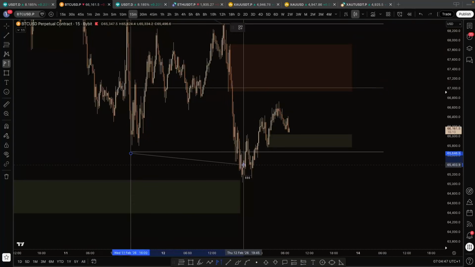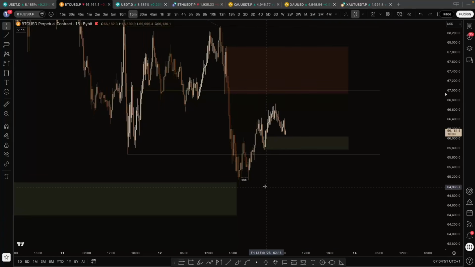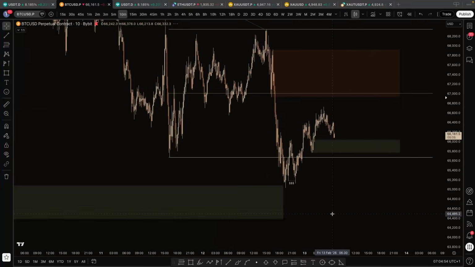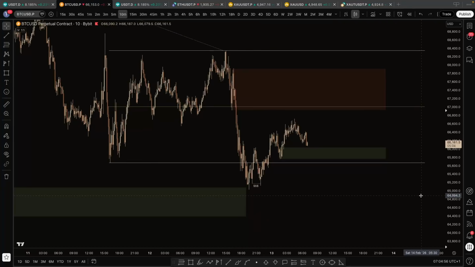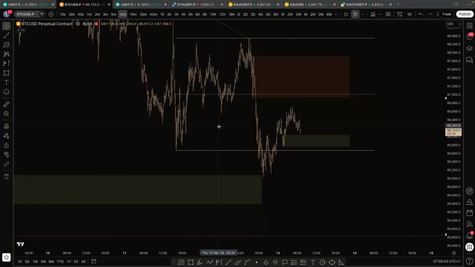But I would never trade this because of a lack of time displacement, return to zone, confluence. No, not the confluence actually, because USDT got a pretty good confluence. So this is Bitcoin. I cannot make more of it.